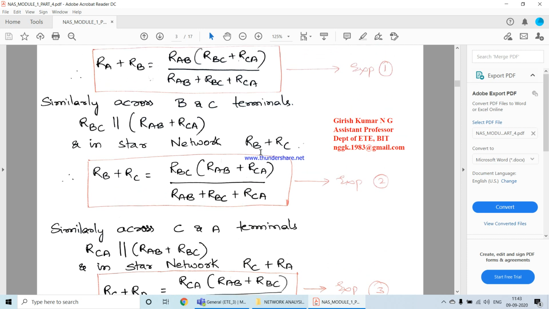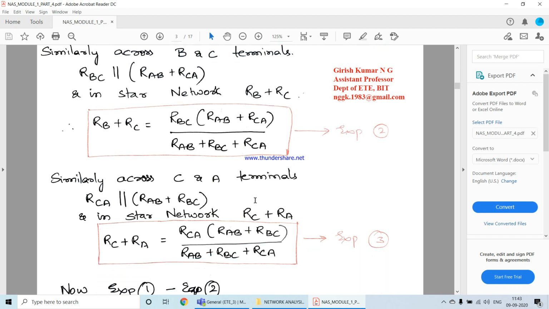Now you have these three equations. Our job is to find out what RA is, what RB is, and what RC is. The further step is simple mathematics. Subtract equation 2 from equation 1. What do you get? RA plus RB minus RB minus RC, and the right hand terms will be subtracted likewise, this minus this. RB gets cancelled, and you get RA minus RC equal to this minus this. That is what we have done in the next step.